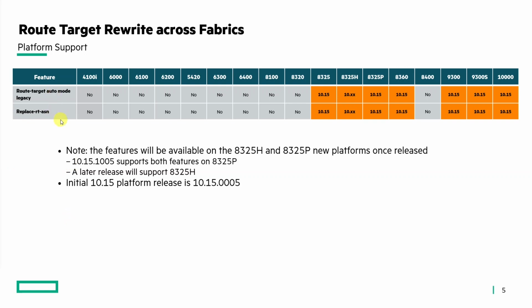Okay, and in this slide, we can see the platform support for each of these two features. They're primarily targeted to data center switches, as you can see. In fact, these are all data center switches. We've provided support for all the platforms that you can see here, even the new 8325P platform with the release 10.15.0005. The only exception to that is the 8325H, which hasn't been released yet. And so that support will come in a future software update or firmware update for 10.15 in the upcoming year.